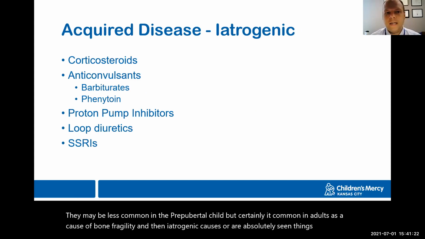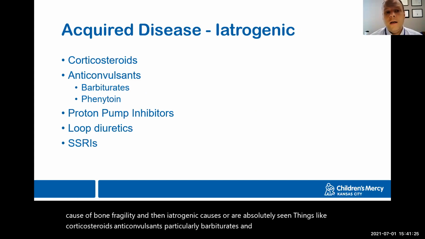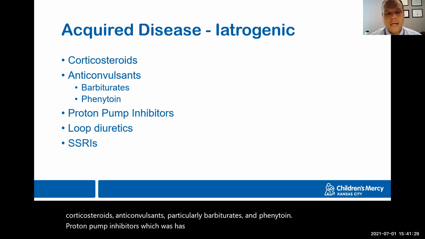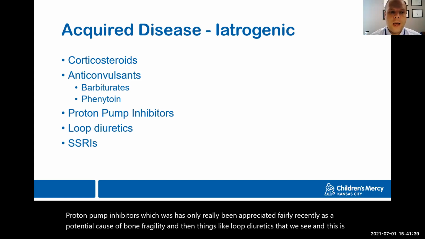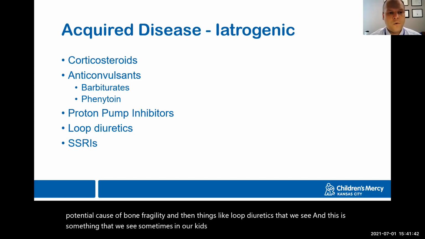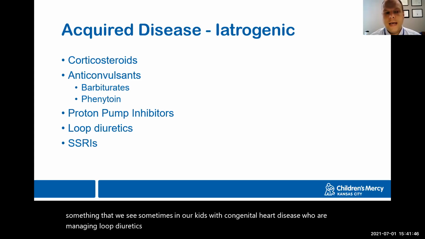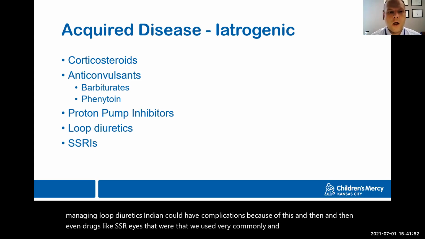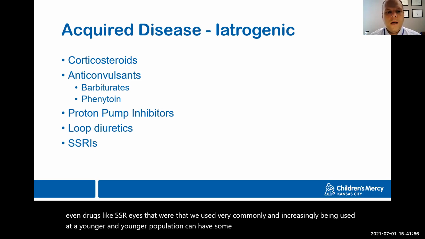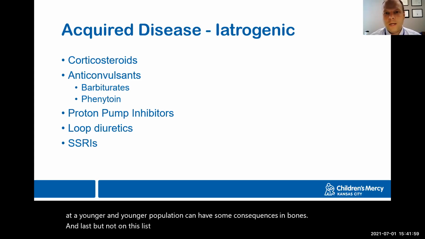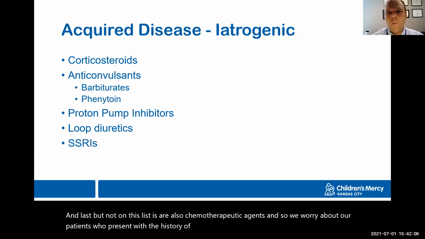Things like corticosteroids, anticonvulsants, particularly barbiturates and phenytoin, proton pump inhibitors, which has only really been appreciated fairly recently as a potential cause of bone fragility. And then things like loop diuretics, and this is something that we see sometimes in our kids with congenital heart disease who are managed on loop diuretics; they can have complications because of this. And then even drugs like SSRIs that we use very commonly, and increasingly in a younger and younger population, can have some consequences in bones. And last but not least on this list are also chemotherapeutic agents. And so we worry about our patients who present with a history of malignancy as to whether there is a possibility that the chemotherapy might be contributing to this.